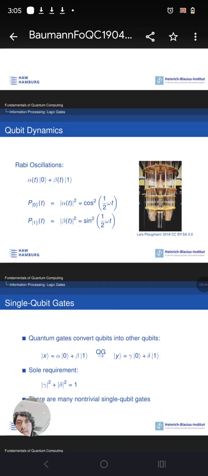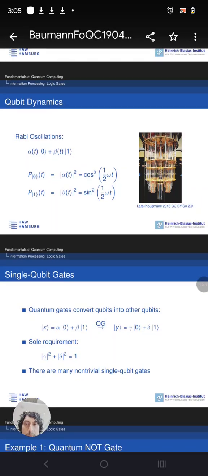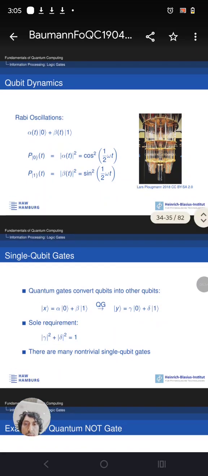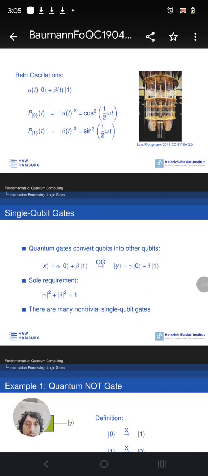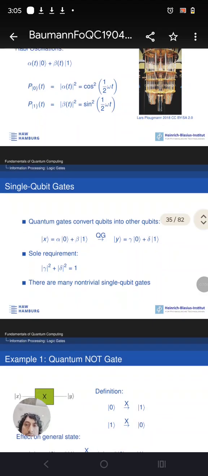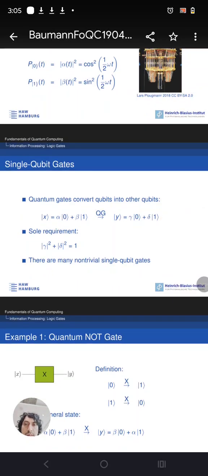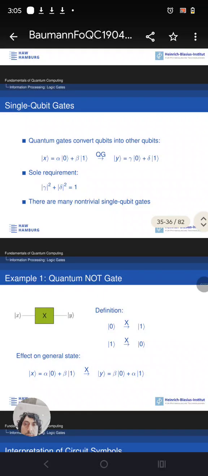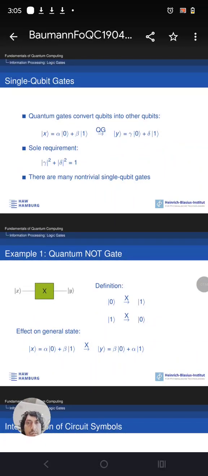So similar things are here in quantum gates, single qubit gates. They convert qubits into other qubits. So x equals alpha 0 plus beta 1. We have a quantum gate which converts it into y equals gamma 0 plus delta 1. So from alpha, beta we move into gamma and delta. The only requirement is that gamma squared plus delta squared equals 1. That's it. Gamma turns out to be the probability of getting 0, and delta the probability of getting 1.